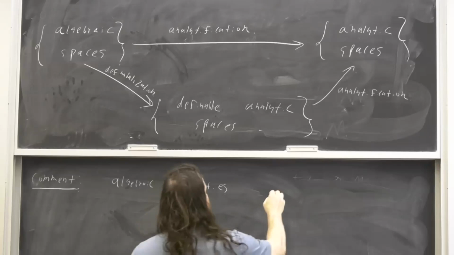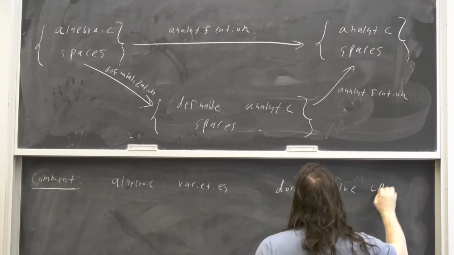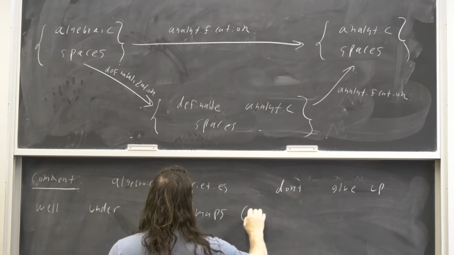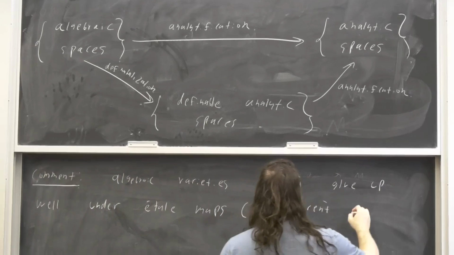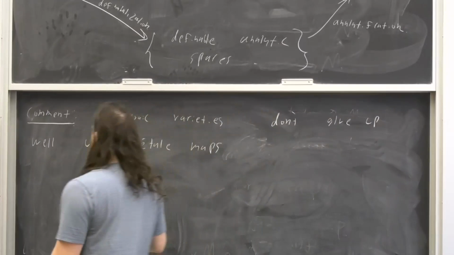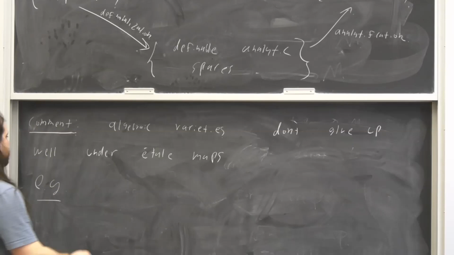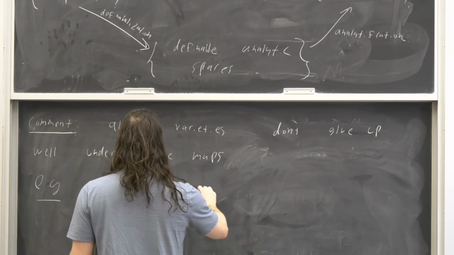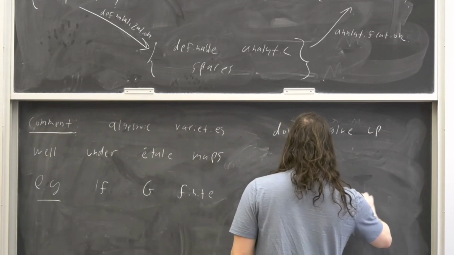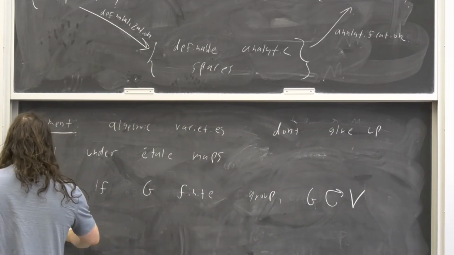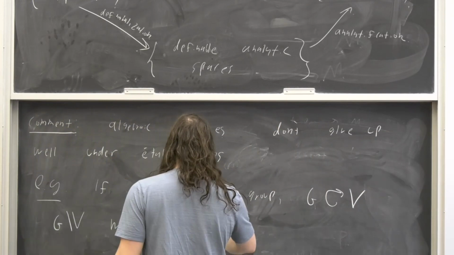Algebraic varieties don't glue up well under the étale maps. I'll just give an example. The kind of thing that's not true for algebraic varieties, which you definitely want to be true whenever you're studying this kind of stuff, is that if G is a finite group and G acts on your variety V, even in a fixed point free way, so it's as nice an action as you can imagine, V mod G might not exist as an algebraic variety.